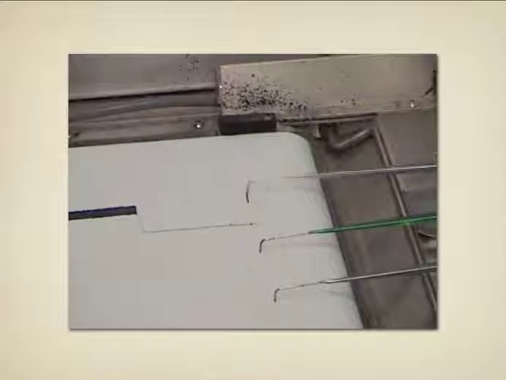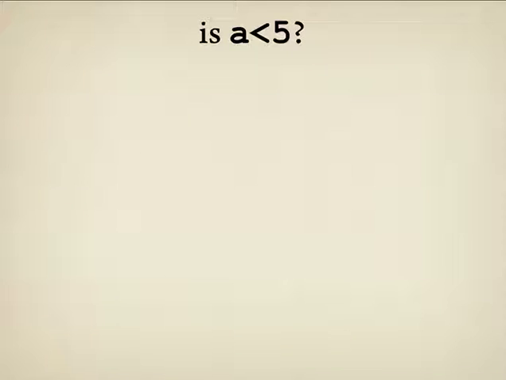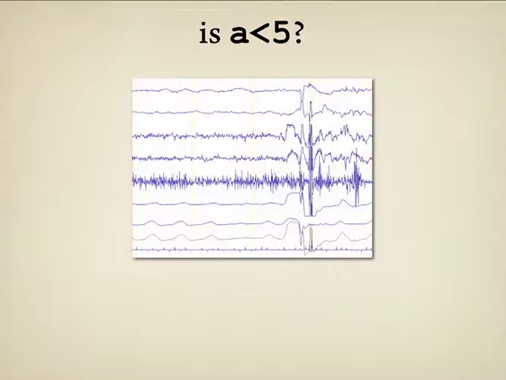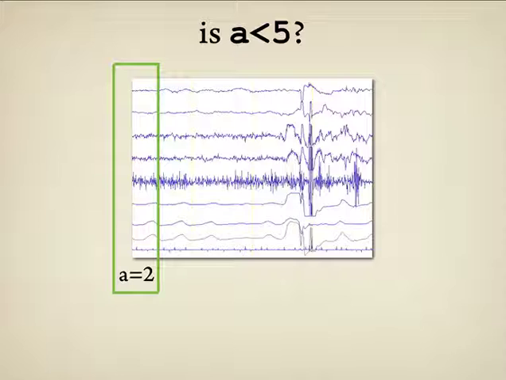Let's use the lie detector analogy to look at the question, is a less than 5, for some integer variable a. Here's the lie detector strip, and I'm going to ask this question for lots of different values of a. So the first value is a equal 2. Is a less than 5? Yes, it is. No surprise, and so we'll mark that as yes.